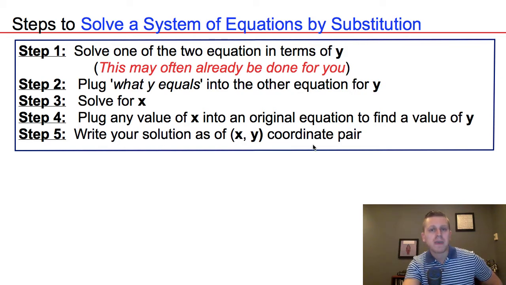and finally write your solution as a coordinate pair. These steps would work if we interchanged x and y everywhere that it is, meaning I could have solved an equation in terms of x, plugged what x equals into the other equation for x, and so on. Let's get right into a problem.